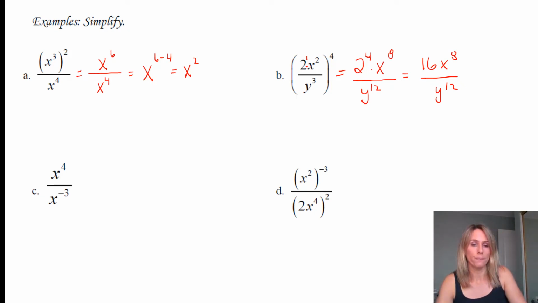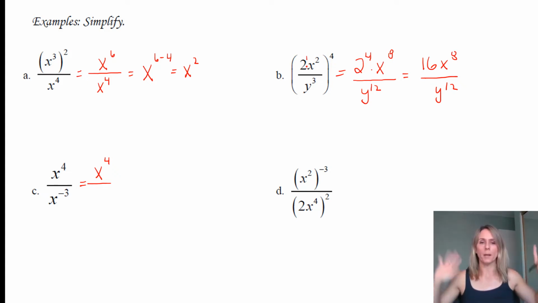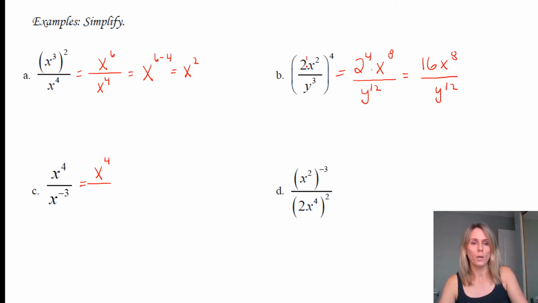For part C, the best thing to do here, I'll do the long version, but just know that once you understand this, and if you already do, then that's even better. Using the rule that we just saw up above, we have x to the 4th, which is positive. In the denominator, we have x to the negative 3. Another way we can write that is 1 over x cubed.